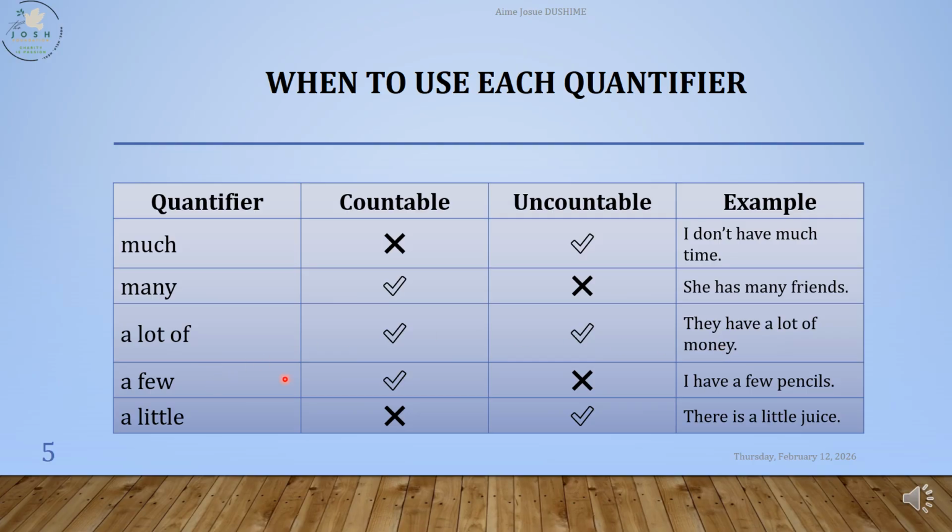A few is used with countable nouns. I have a few pencils. A little is used with uncountable nouns. There is a little juice.